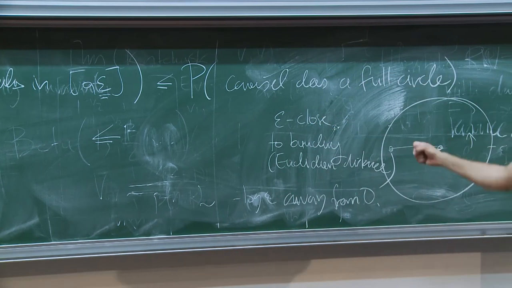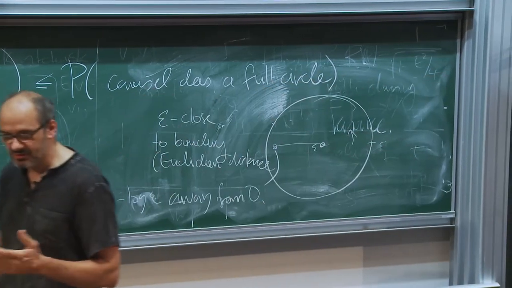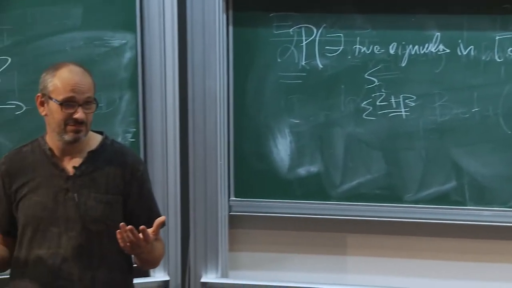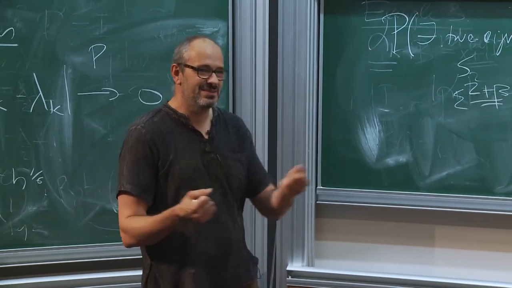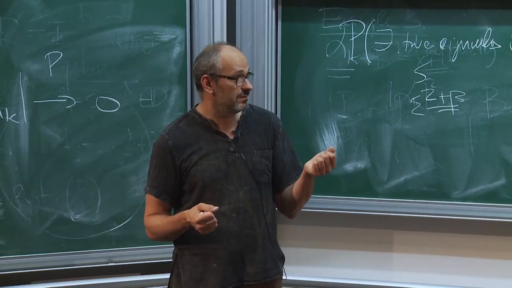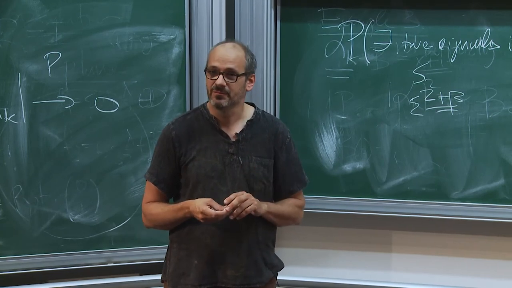Epsilon close to the boundary is about minus log epsilon away from zero. But this is a Brownian motion that you run till unit time. So basically, its tails, these distance tails, are like the tails of a normal. The hyperbolicity here doesn't matter.